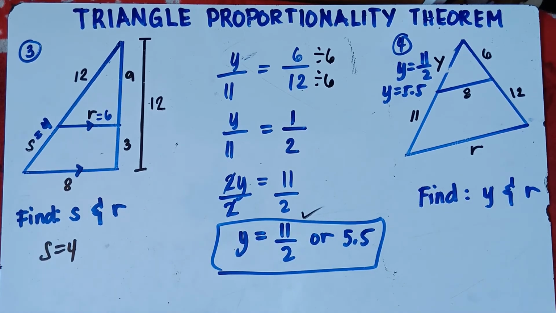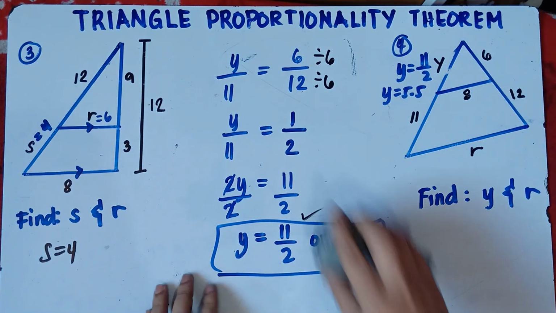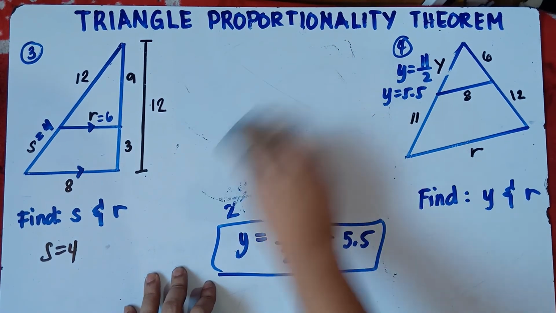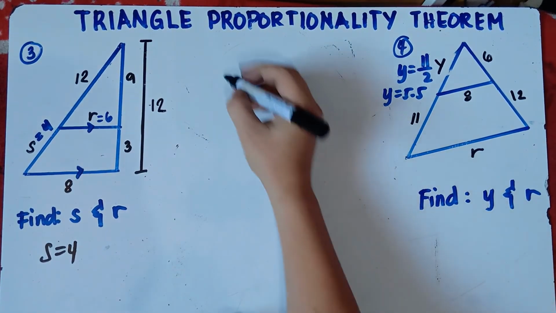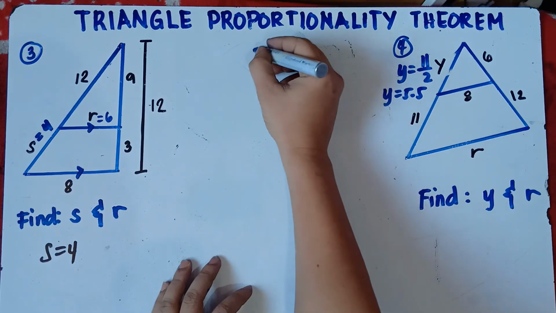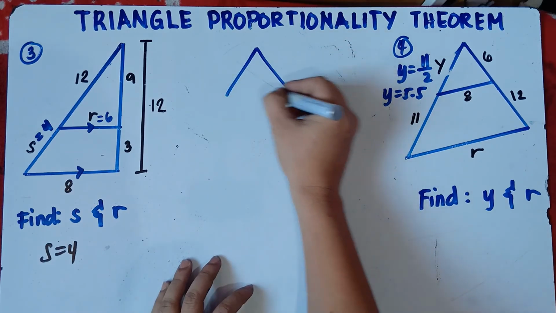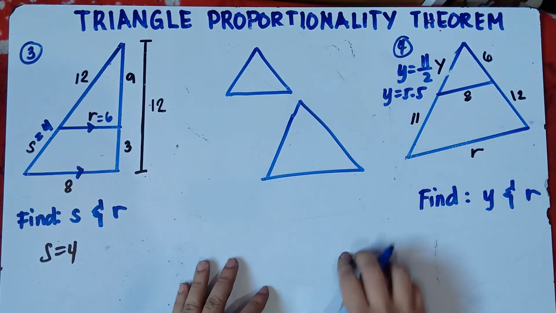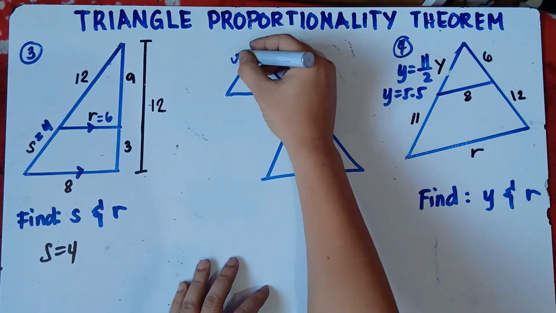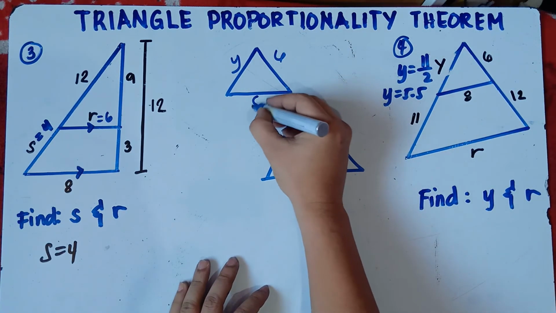Alright, so let's find r. So to find r, once again, let's draw the two triangles. So let's draw the two triangles for you to compare. So we have the small triangle and the big triangle. So this will be the small triangle, that is y. This is 6 and this is 8, right?